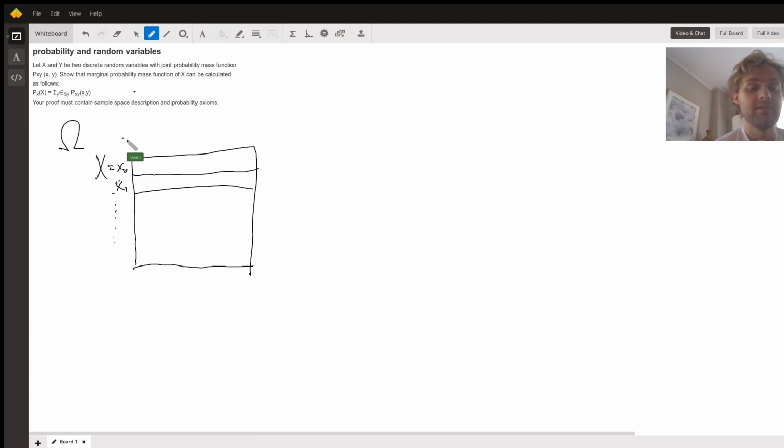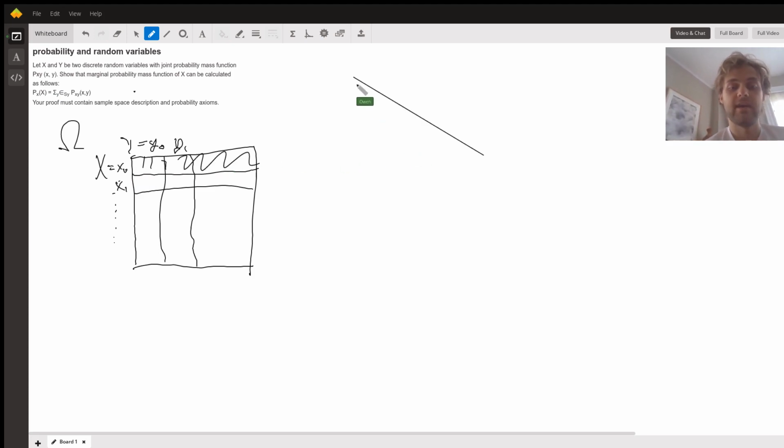Now similarly, we can break the sample space up corresponding to the different values for y. Y equals y0, y1, and so on. Those are pretty bad lines, but the great thing about math is that your pictures don't have to be pretty.